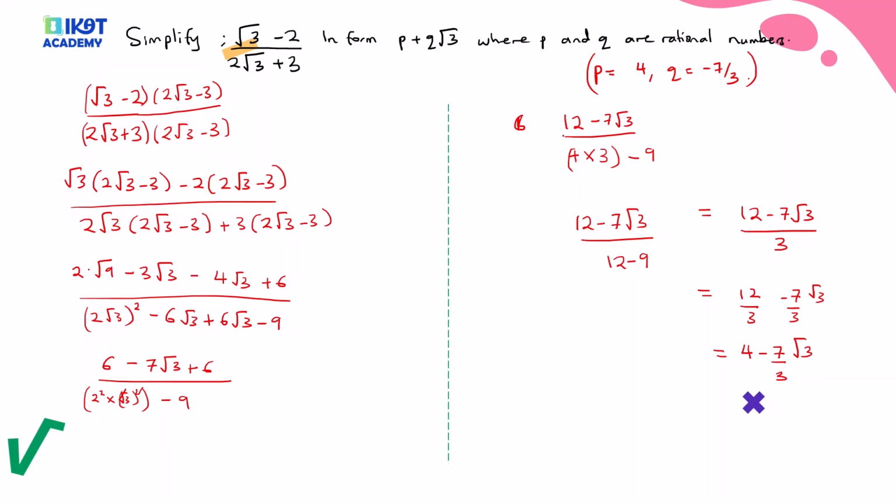So you realize here those are the answers we have in the form of p plus q. So what is p? P is 4. What is q? Q is negative 7 out of 3. So now we've worked this out.